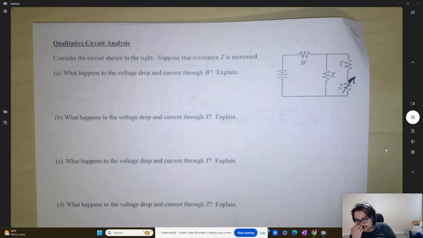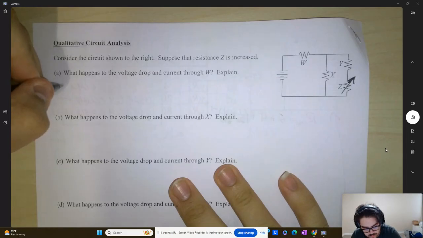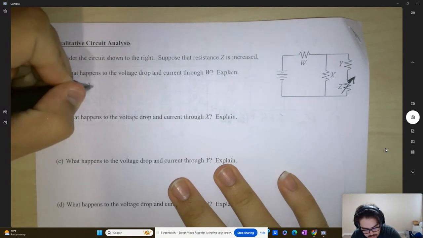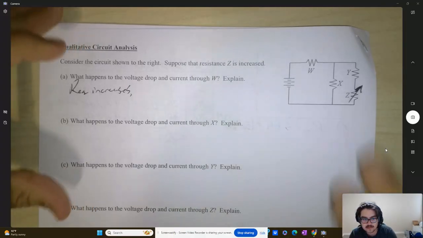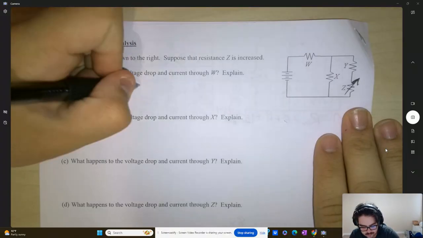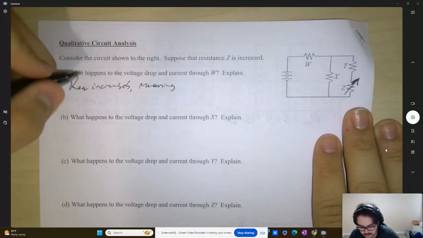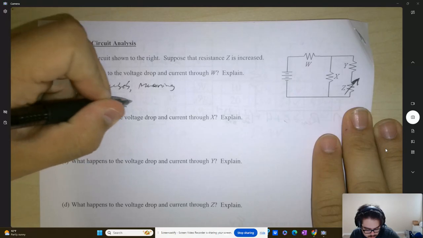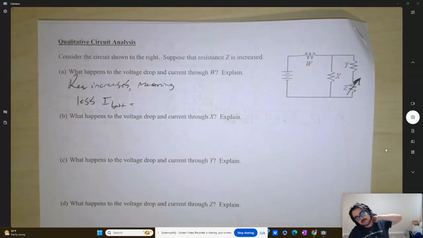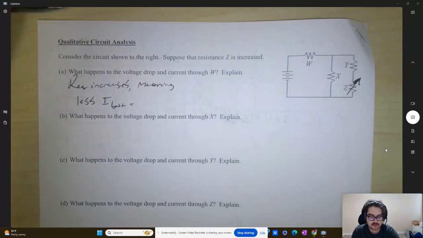Well, if you take one resistor and you increase its resistance, you're actually increasing the equivalent resistance. So Req increases, meaning less current through the battery, right? Because if Req increases, you get less current because of Ohm's law. So that means less current.